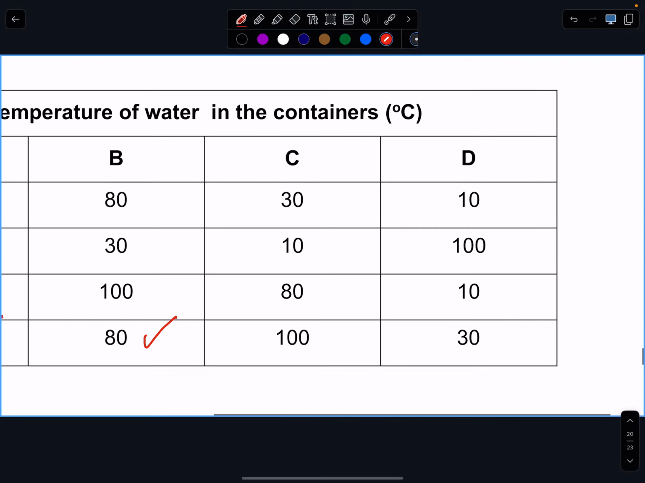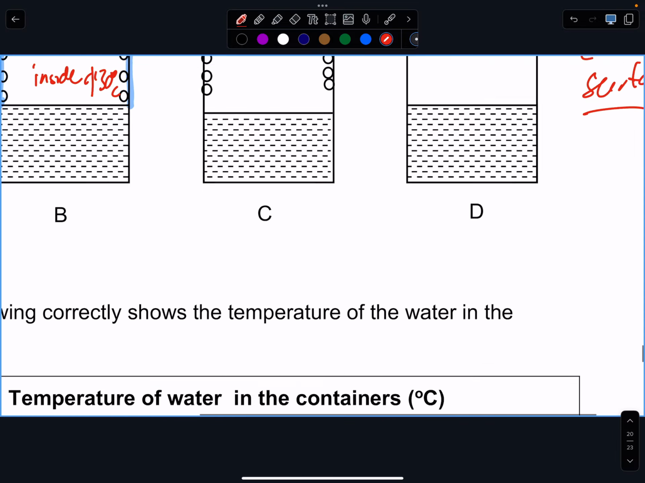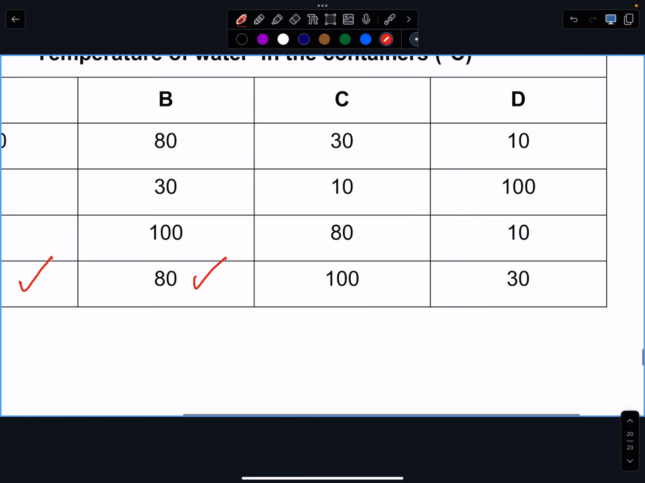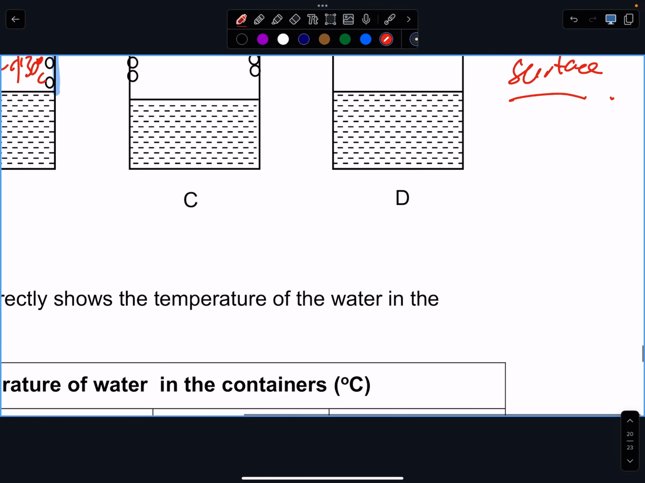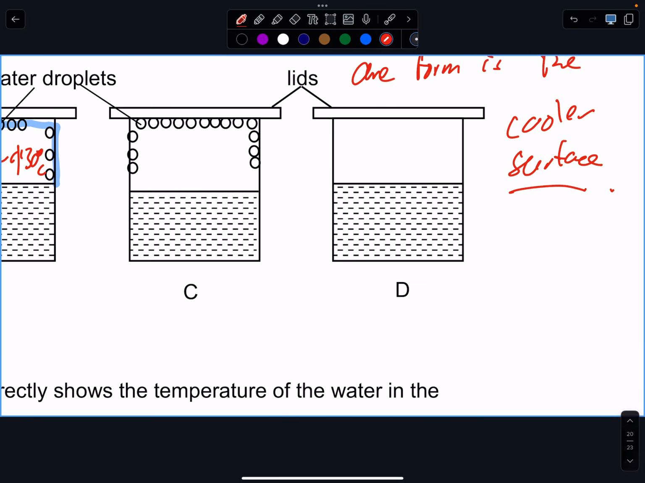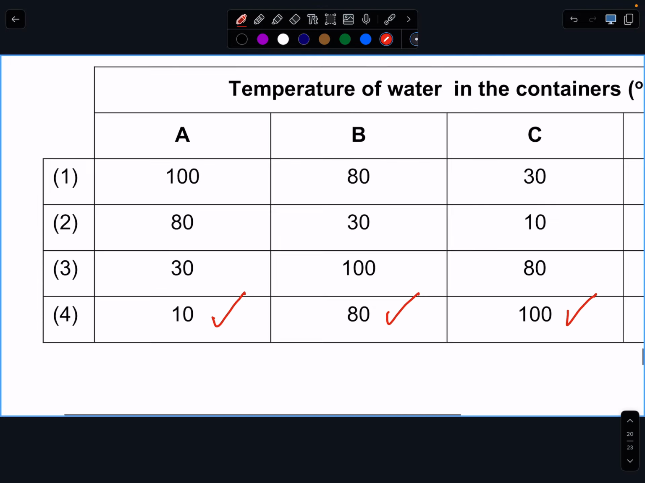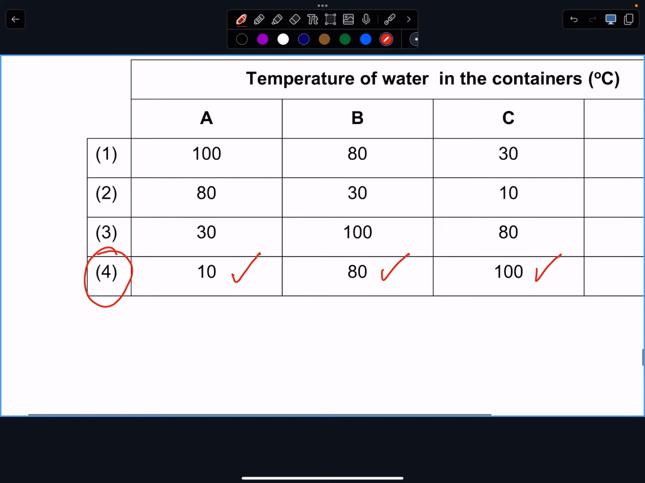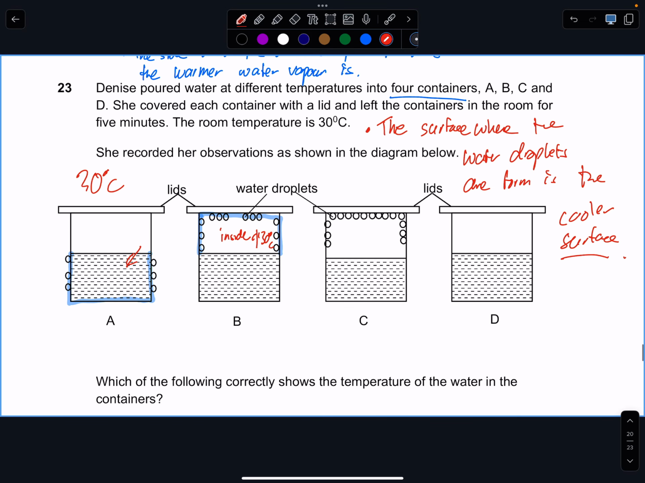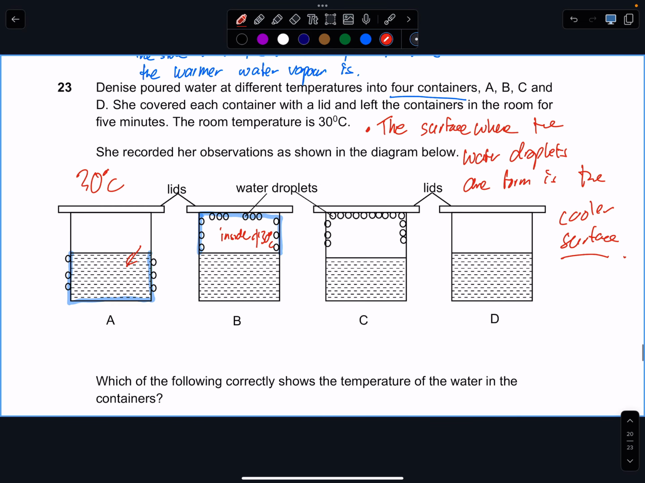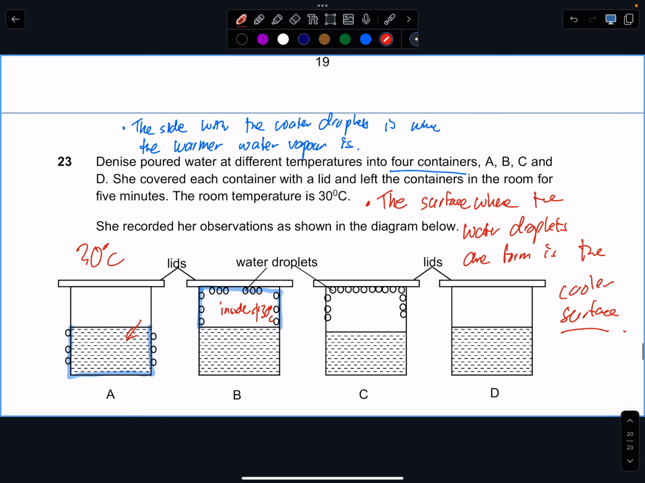After that, you have your C. Must be warmer than 30 degrees. This one, no change at all. There is no heat loss, heat gain, so it could be the same. So answer 4. Okay? So be very careful. Take note of these 2 important points that I've written for you.